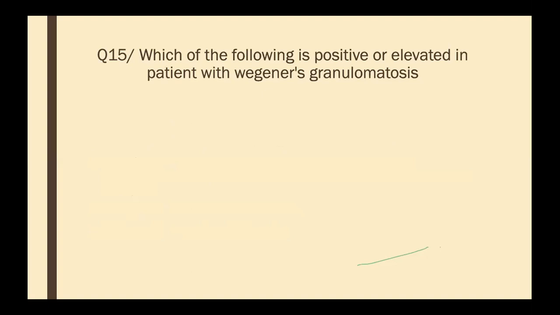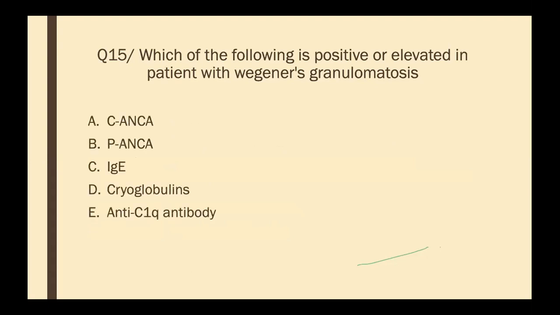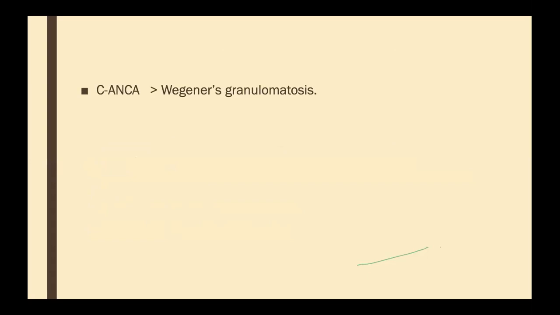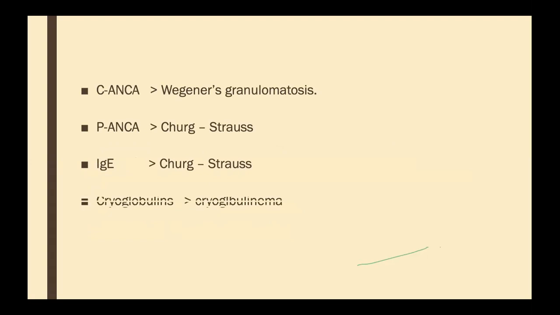Okay, which of the following is positive or elevated in a patient with Wegener granulomatosis? That's an easy one. What do you think? C-ANCA, P-ANCA, IgE, cryoglobulin, or anti-C1q antibody? Yes, well done. It's C-ANCA. That is correct. C-ANCA with Wegener. Don't forget that P-ANCA and IgE go with Churg-Strauss, cryoglobulin with cryoglobulinemia, and anti-C1q in urticarial vasculitis.